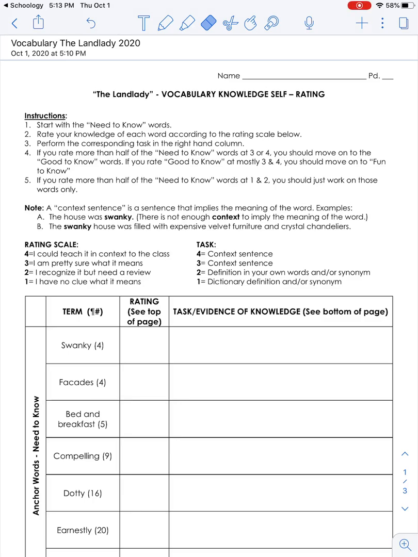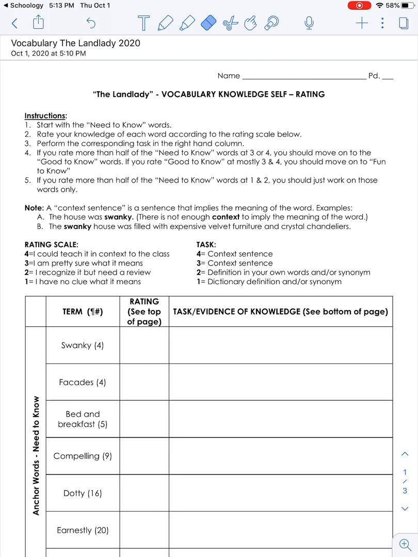All right, so today we're going to talk a little bit about how to approach tiered vocabulary. You've already experienced the self-rating scale, rating your knowledge of each word on a scale of 1 to 4. 1 being you have no idea what it means, all the way up to 4, which is you're so confident in your knowledge you could probably teach it to other people. But what I want to talk about now is tiered vocabulary.